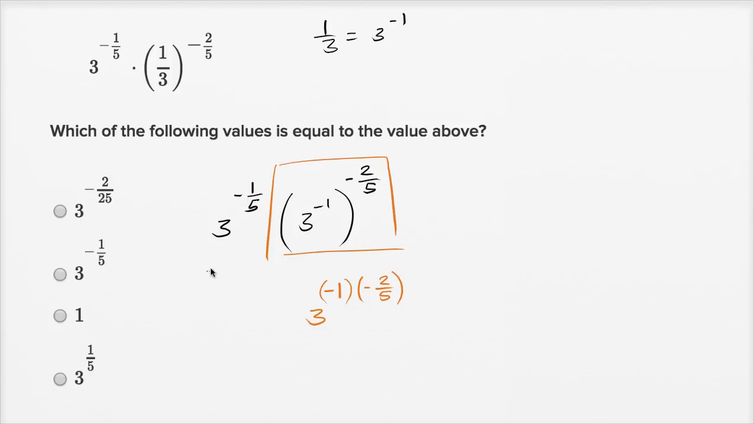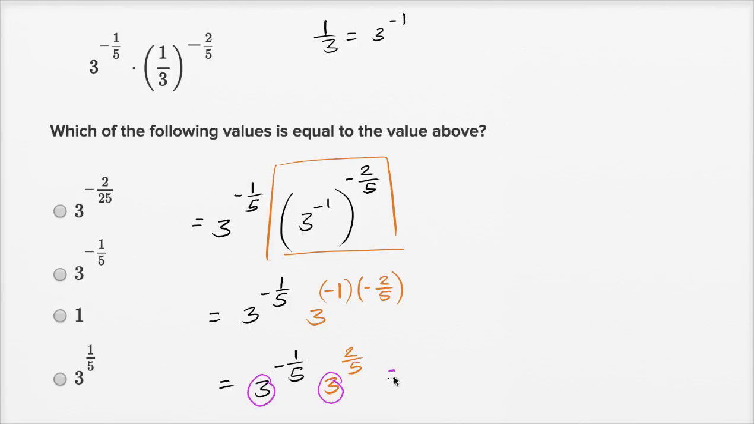And this over here is still going to be 3 to the negative 1/5. And so this is going to be equal to 3 to the negative 1/5 times, now negative 1 times negative 2/5, that's going to be positive 2/5. So times 3 to the 2/5. And now we have a situation where we have the same base. We have the product of 3 to the negative 1/5 times 3 to the positive 2/5.